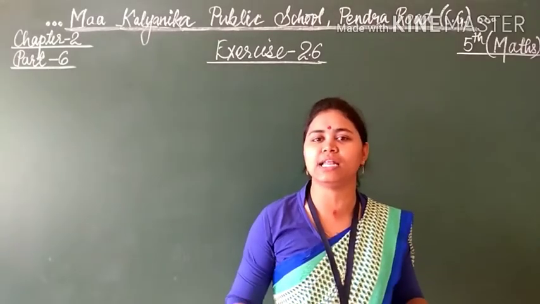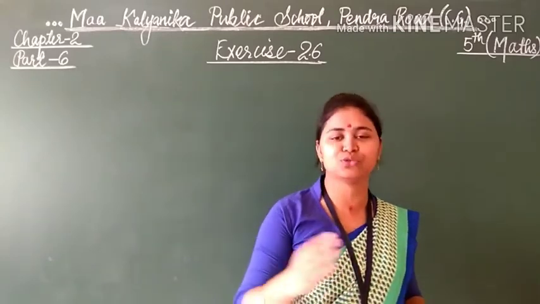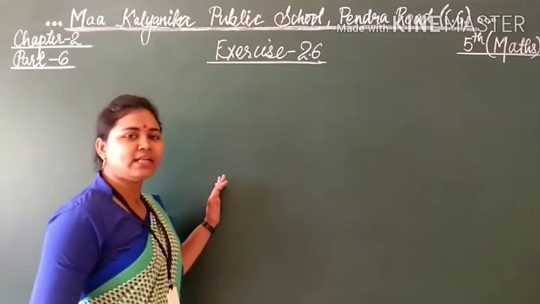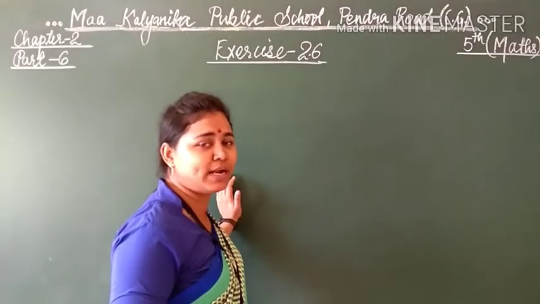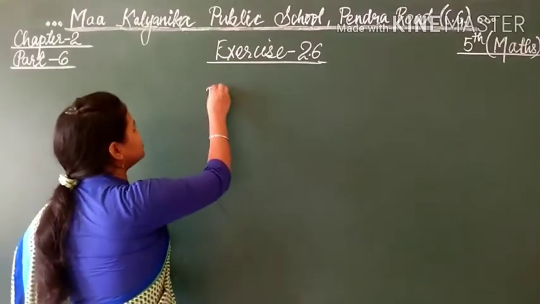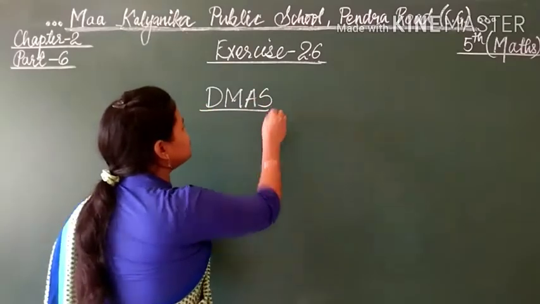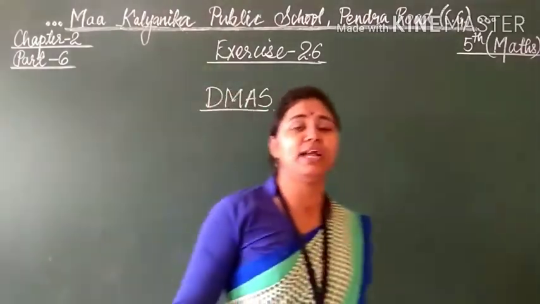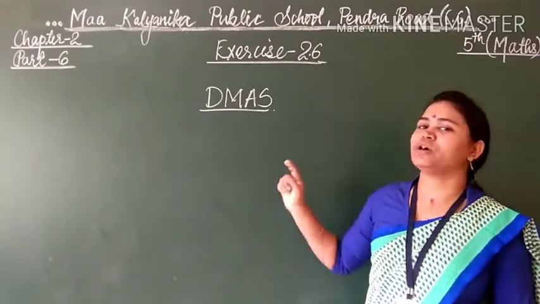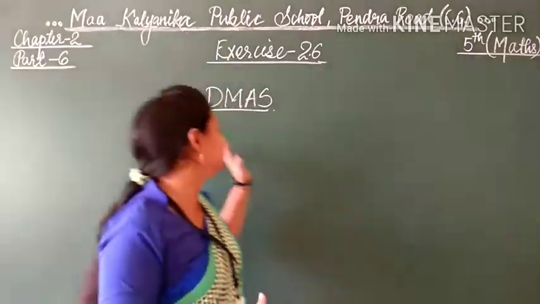That rule I will first tell you, so that it will be very easy for you to solve all the questions related to it. In exercise 2.6, students, the question is related to one rule, that rule is called the DMAS rule. I had explained it to you earlier also, but in this exercise I will explain it again, because 2.6 is completely dependent on the DMAS rule.